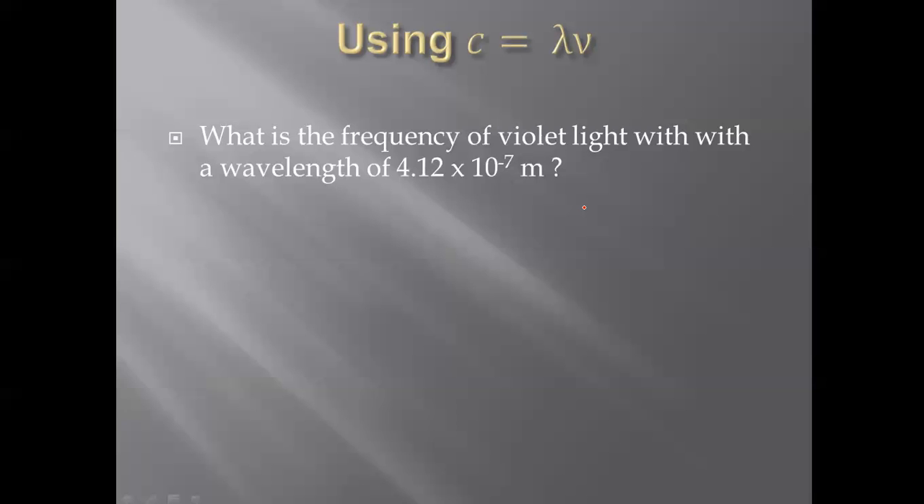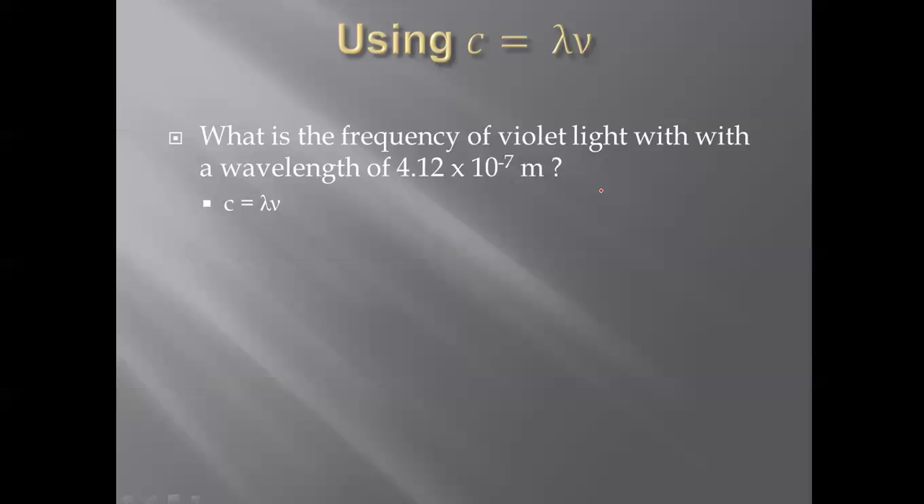So anyway, it says, what is the frequency of violet light with a wavelength of 4.12 times 10 to the negative 7th meters? Okay, well, this question is asking us for frequency. It's giving us a wavelength. So out of our two light equations, we're going to use this one, because this is the one that relates wavelength to frequency and the speed of light.